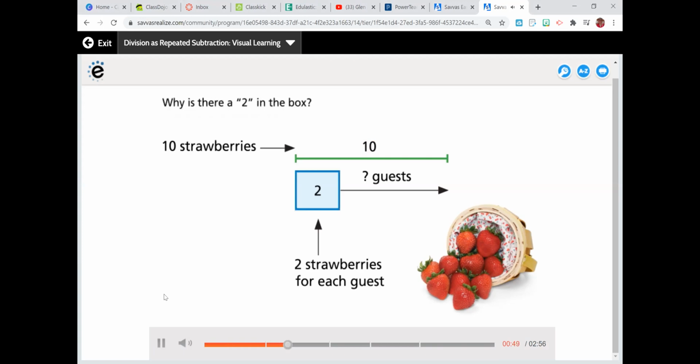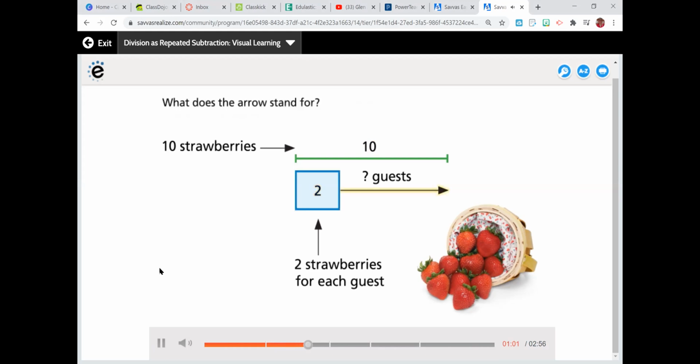Why is there a 2 in the box? 2 strawberries for each guest. That is how we're passing them out. We're passing them out by twos. It shows that each guest will get 2 strawberries.